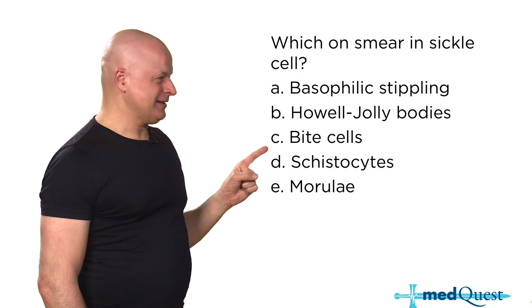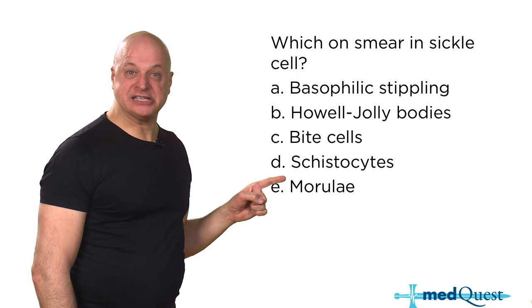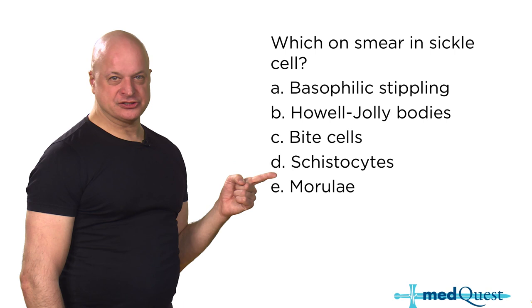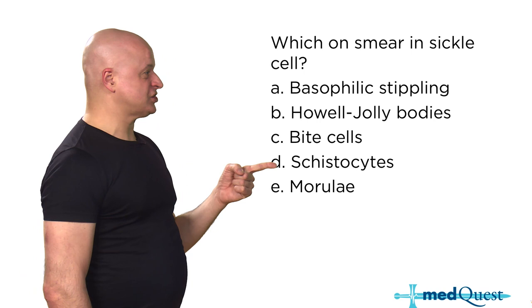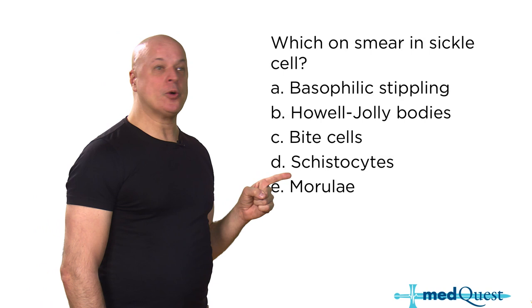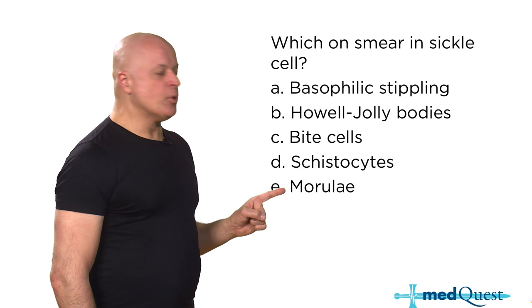Schistocytes is DIC, TTP, HUS. That's intravascular hemolysis, also known as helmet cells, fragmented cells, schistocytes. Three, four different ways of saying the same thing. Schistocytes, helmet cells, fragmented cells, or my favorite long word, microangiopathic hemolytic anemia. DIC, TTP, HUS.